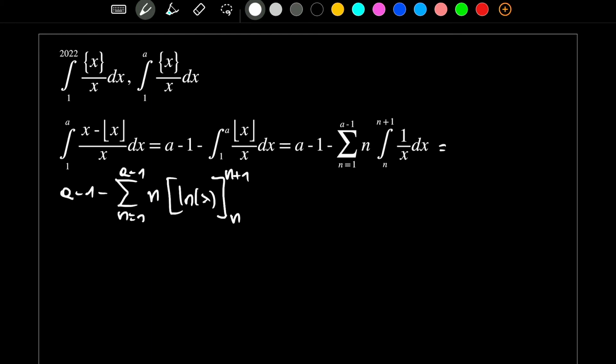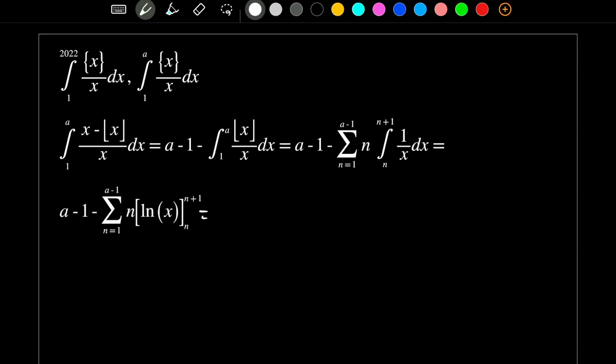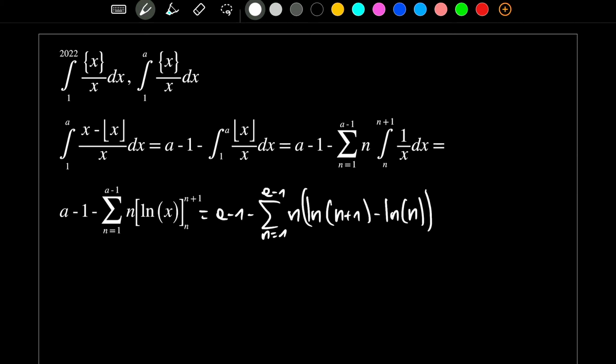I guess if you haven't seen that one before, just look it up. It's well known that the derivative of log of x is 1 over x. Now we can write a minus 1 minus the sum from n equals 1 to a minus 1 of n times the log of n plus 1 minus the log of n. But we can also maybe use logarithm rules to just combine these in one log. So let's see, we're going to get the log of n plus 1 over n because of the minus sign.